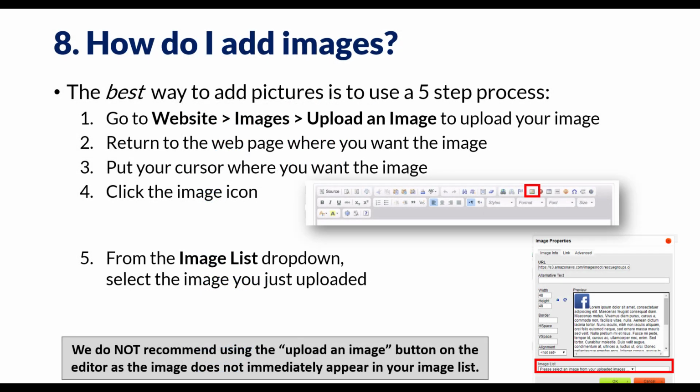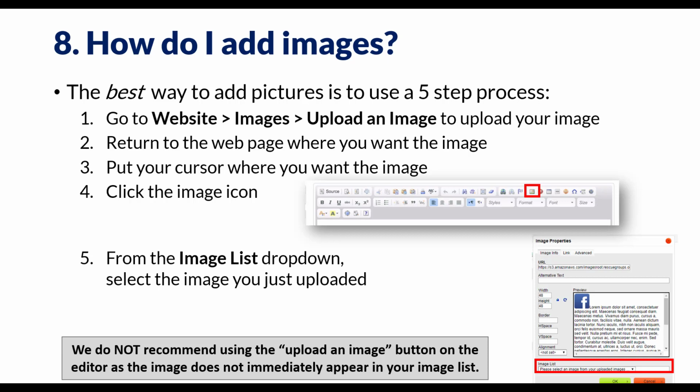Question number 8 is, how do I add images? The best way to add pictures is a 5-step process. First, you are going to upload an image. Second, you are going to go back to the web page you are inserting the image into. Third, ensure your cursor is where you want the image to be placed. Fourth, select the Add Image button. And finally, fifth, select the image you uploaded from the image list.